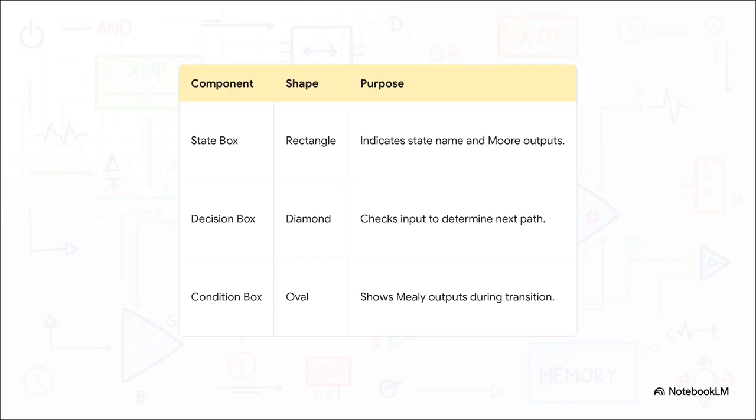You've got the state box, which is a rectangle, and it just tells you what state you're in. Then there's the decision box, a diamond shape, which asks a question. It checks an input and sends you down one path or another. And finally, you have the conditional box, an oval, which is used for Mealy machines to show an output that happens during a transition, not just inside a state.